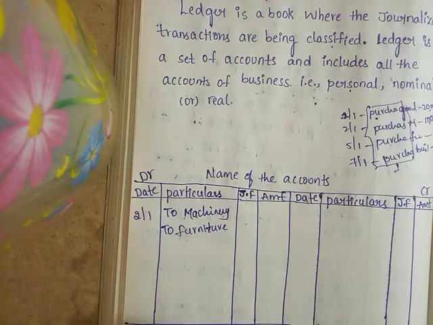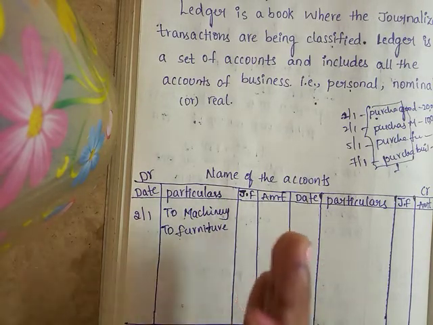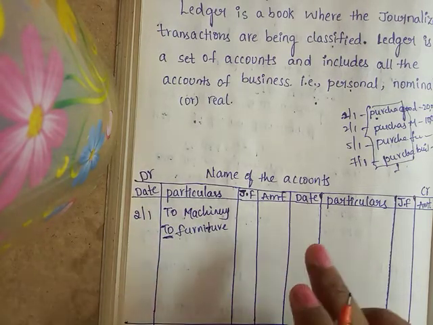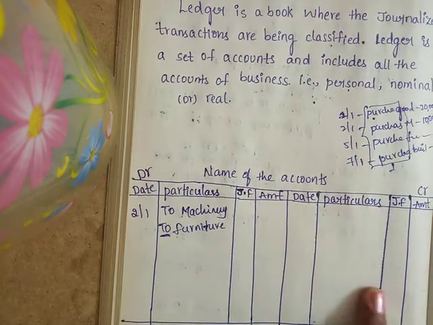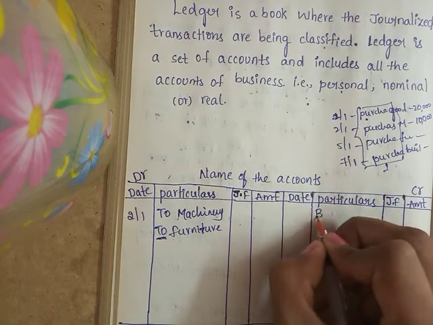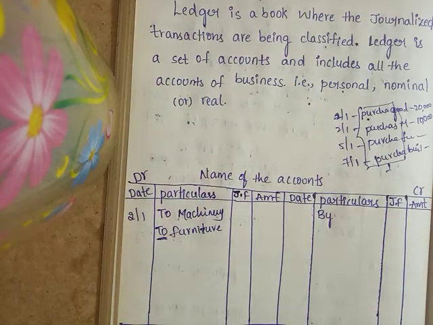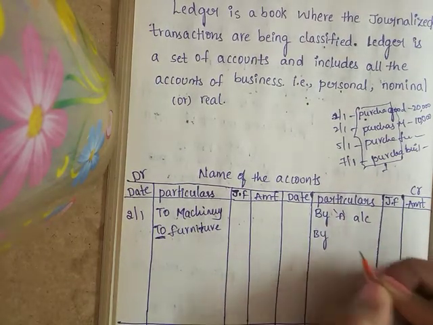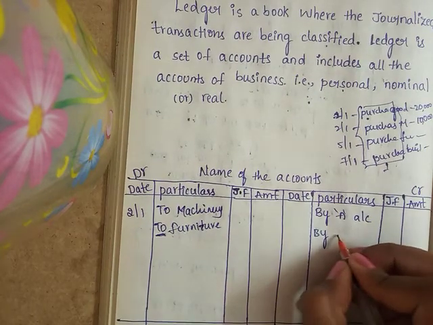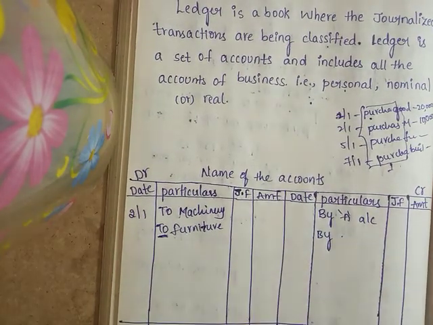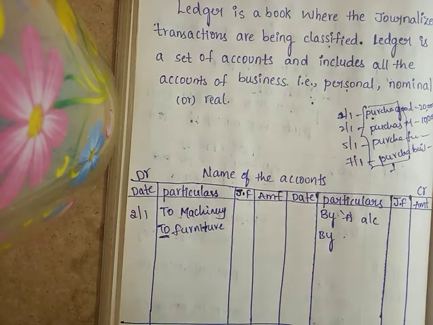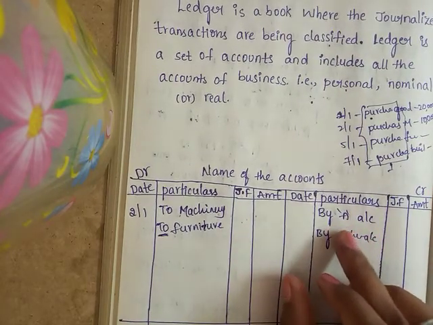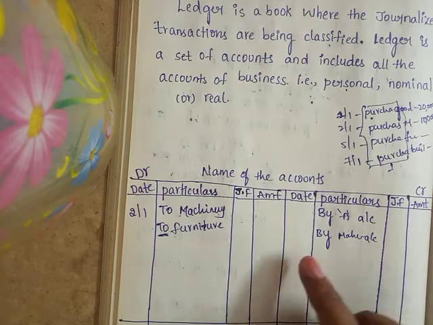Like this you have to write whatever postings appear on the debit side, starting with "To". And any postings that appear on the credit side, you have to start with "By". Okay, like "By A account", "By Mahesh account". Like that, any transactions or postings that appear on the credit side, you have to start with "By".